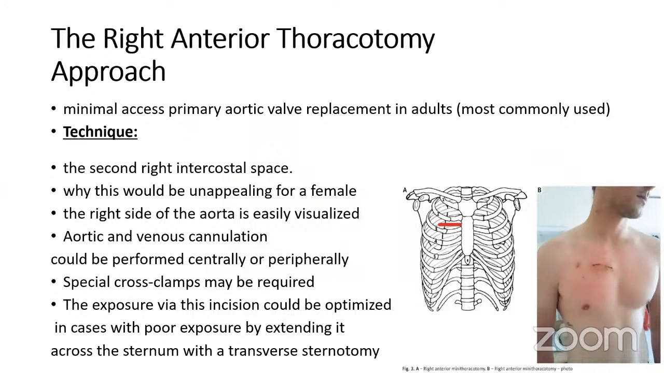For the right anterior thoracotomy, this is minimal access primary aortic valve replacement in adults. As you can see here, the incision is in the second intercostal space, just lateral to the sternal edge. It would be this way mainly for males, while in females it will cross the breast tissue, and the right side of the aorta will be visualized in such an incision.